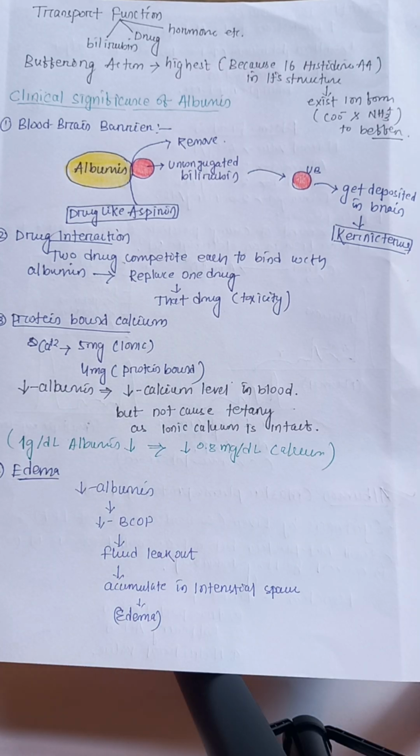So mostly cardiac arrest in the child. That's the contraindication of aspirin in children. Then do not prescribe aspirin in cases of children, and also in pregnancy. In a drug interaction, two drugs compete with each other for binding and increase one drug's toxicity by the other.